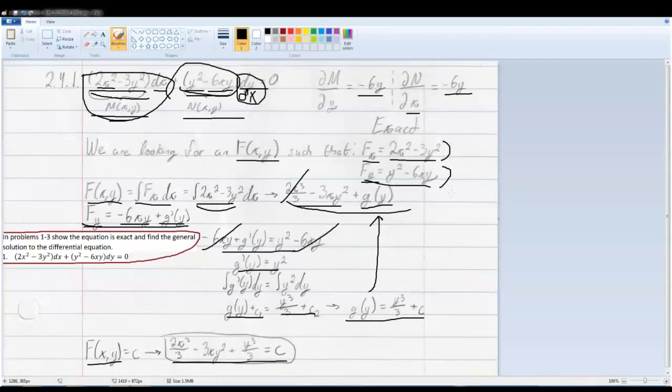And so those are the steps to follow. First you check if it's exact, then you integrate one of them. You make sure to keep that extra function that you lost, implicitly. Then you take the derivative of that in terms of the other variable, solve for that function, and then you're done. Great. Great job, Ryan.